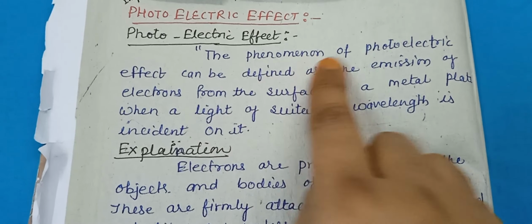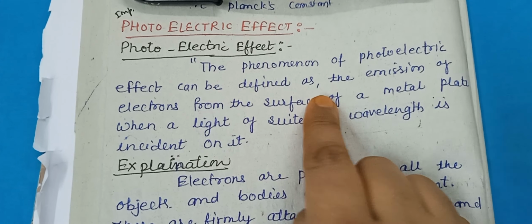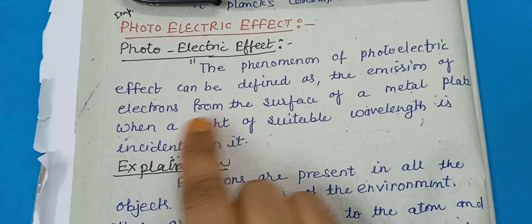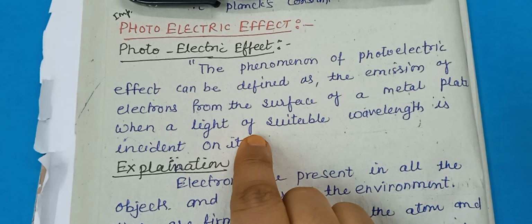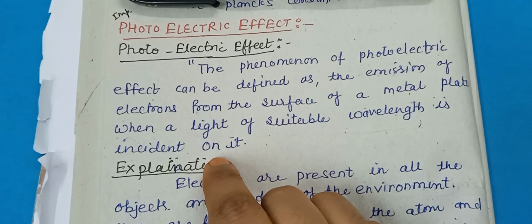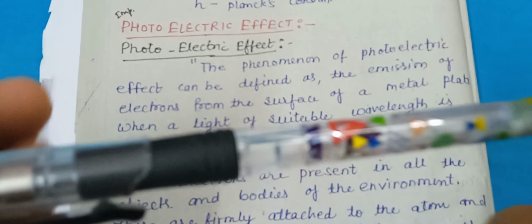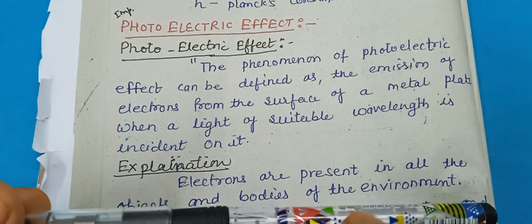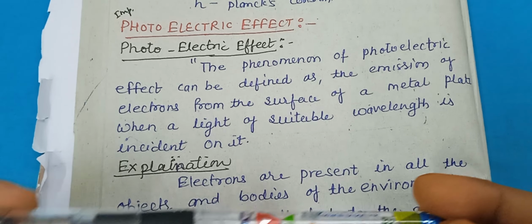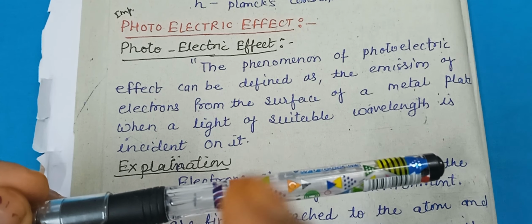The phenomenon of the photoelectric effect can be defined as the emission of electrons from the surface of a metal plate when light of a suitable wavelength is incident on it. Suppose this is a metal plate. When light is incident on it, there is emission of electrons from its surface.